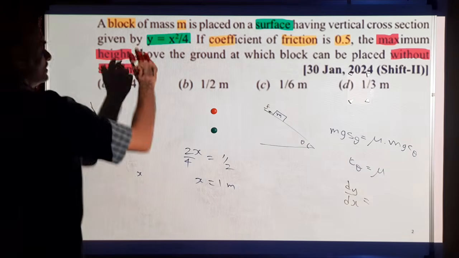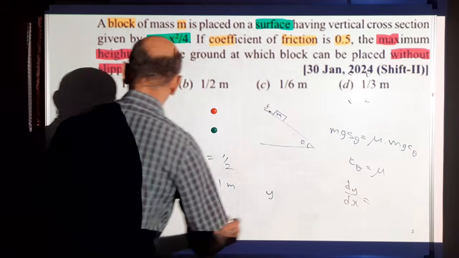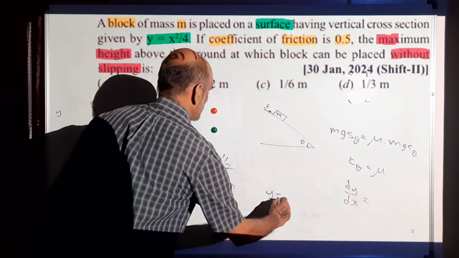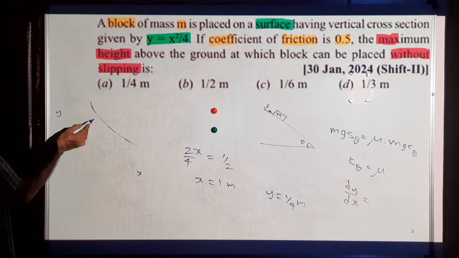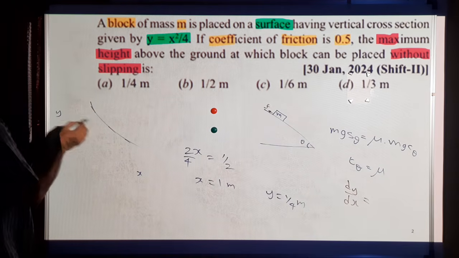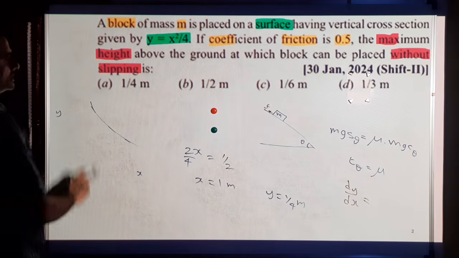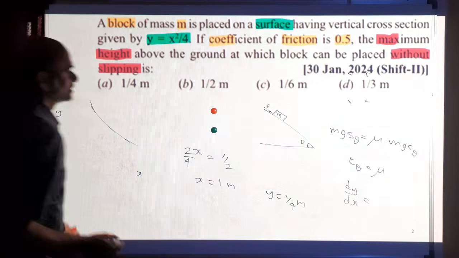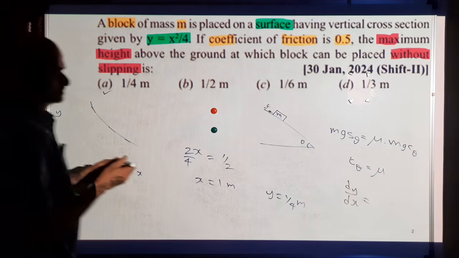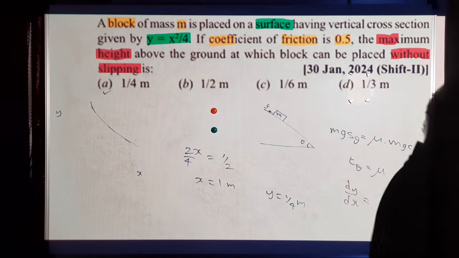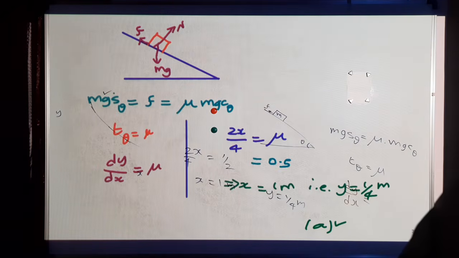So when x is 1 meter, y will be 1 by 4 meter. So at a height of 1 by 4 meter from the ground, the slope will be high enough for the block to start slipping. Theta will reach a value so that it matches with the coefficient of friction mu. So the answer to this question is option A. A is the correct answer.